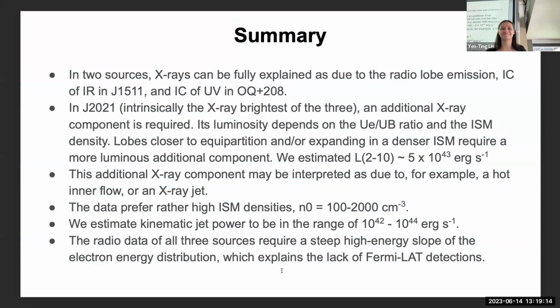Yes, I was wondering what these sources would look like if you're viewing them more in line with the radial lobes. Would they be just ordinary sources, or would you be able to distinguish them in some way? And are there any examples of those?